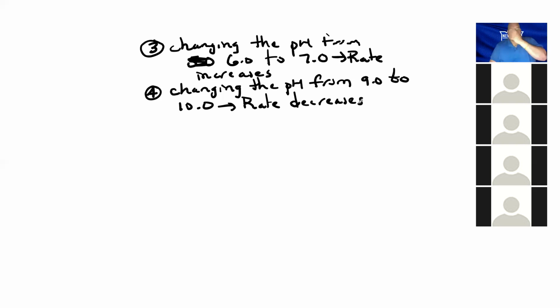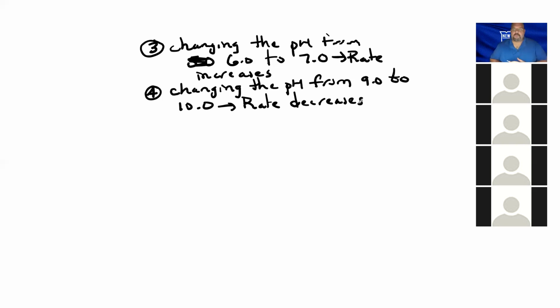All right. So again, the idea in terms of optimum temperature and optimum pH, one of the things to keep in mind is that as you get closer to it, the rate should increase because the enzyme should work better. As you get further away from it, the rate should decrease because the enzyme should not work as well.